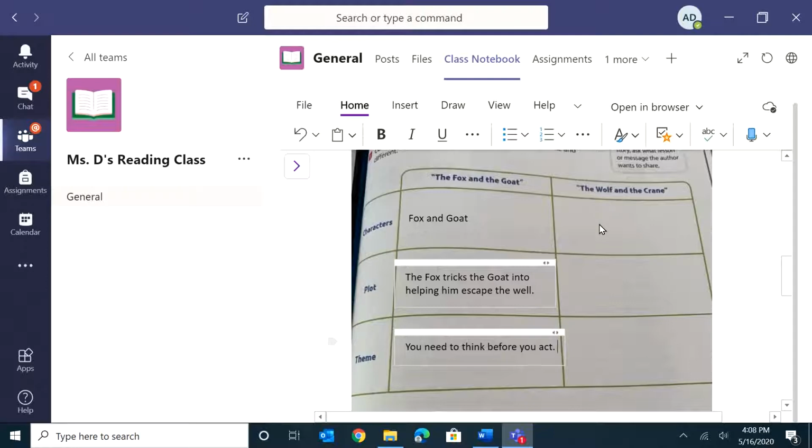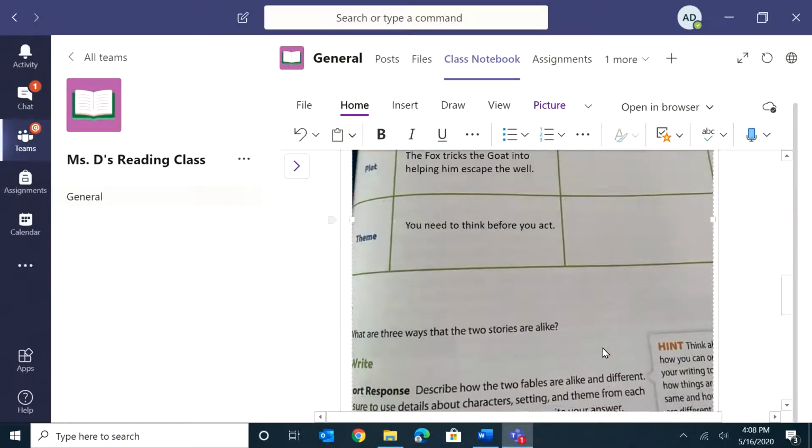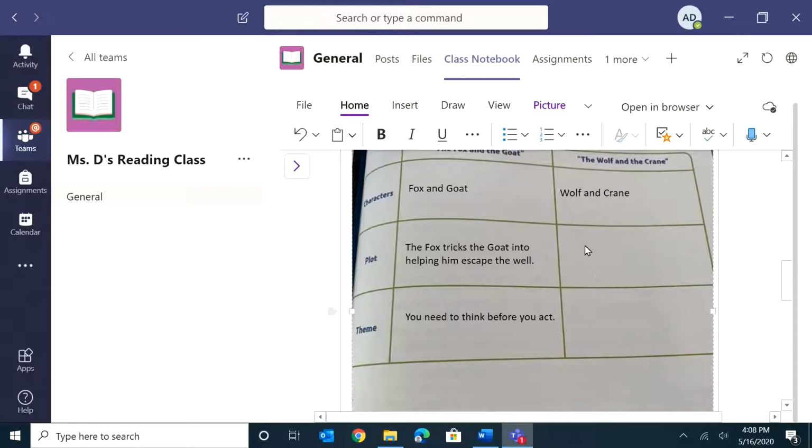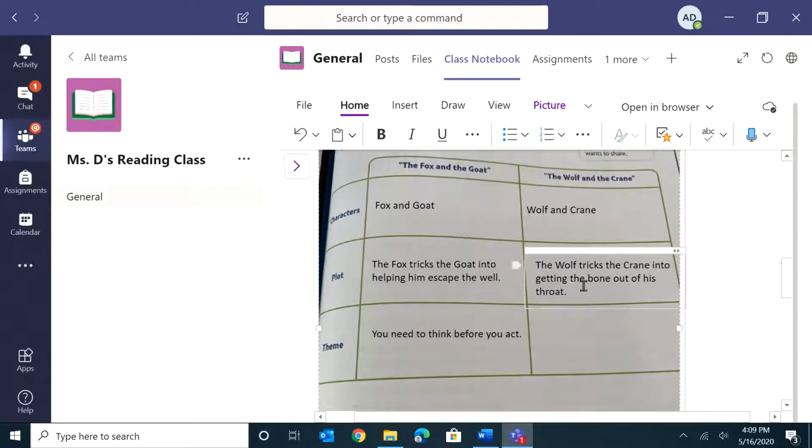Now let's move over to the wolf and the crane. Go ahead and write down the characters for the wolf and the crane. So I wrote wolf and crane, because those were my two characters. Now you want to think about what is the plot, what happened in the story, The Wolf and the Crane, and go ahead and write it down. I said that the plot is that the wolf tricks the crane into getting the bone out of his throat.